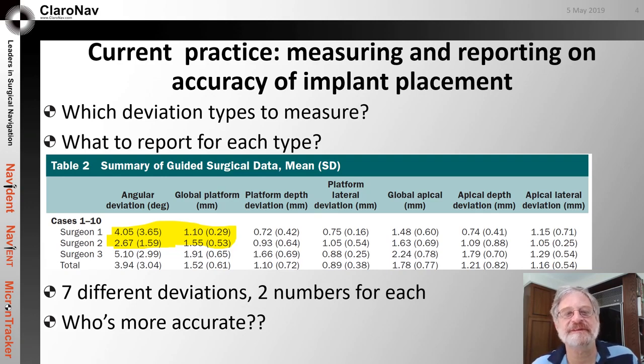In this table, there are two statistical deviation values, mean and standard deviation. They are reported for each of 7 different deviation types. When we try to compare the accuracy obtained by the 2 navigation-assisted surgeons shown here, we can become easily confused. For example, if you look at the 4 numbers highlighted in yellow, we see that surgeon 2 had the lower mean angular deviation and surgeon 1 had the lower mean global platform deviation.